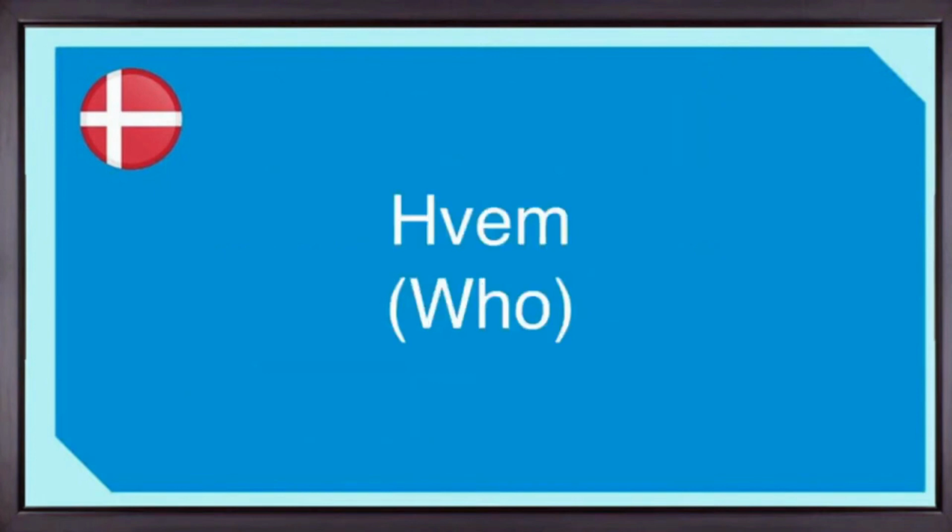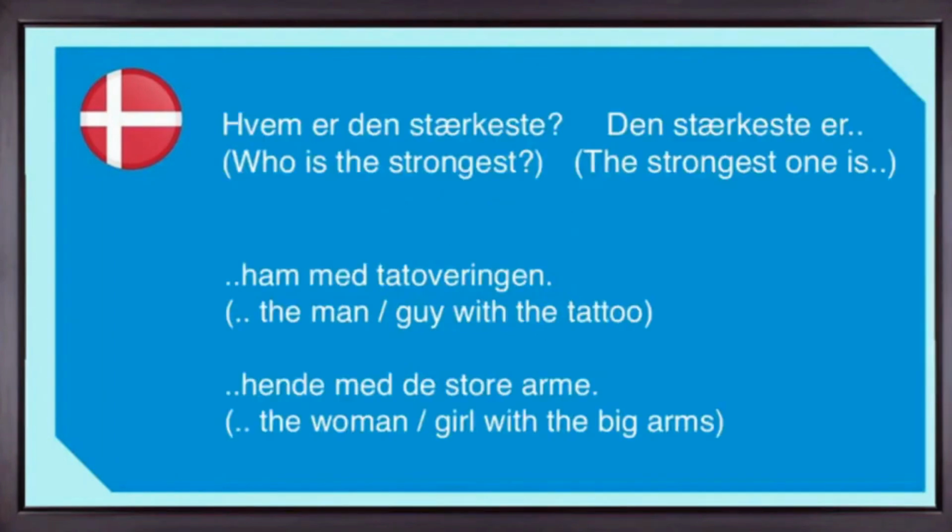And then you have hvem. Hvem er ham? So hvem is who. Okay. And the first one is hvem er den stærkeste? Who is the strongest, like the strongest one? Den stærkeste er. The strongest one is. Ham med tatovering. Tatovering, or tatoveringen, but nobody says that in real life. So, the man or guy, dude with the tattoo. And so ham is just like the male, and it doesn't really matter their age.